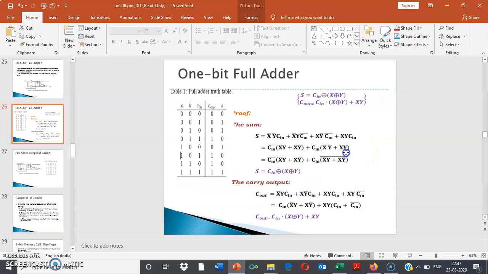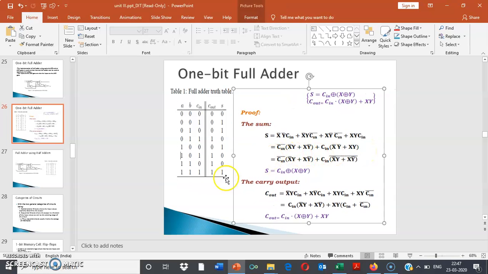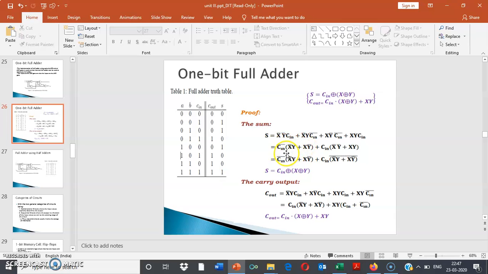Now if you see this equation properly, here we have this as XOR and this as XNOR. This is A bar B plus AB bar and this is A bar B bar plus AB. So you have C in bar into X XOR Y, and C in into X XNOR Y. So at the end, you have this equation as C in XOR X XOR Y.